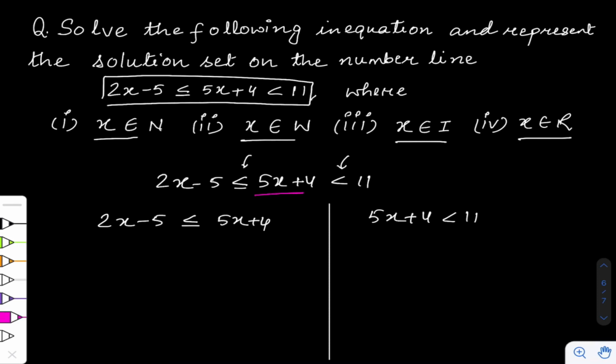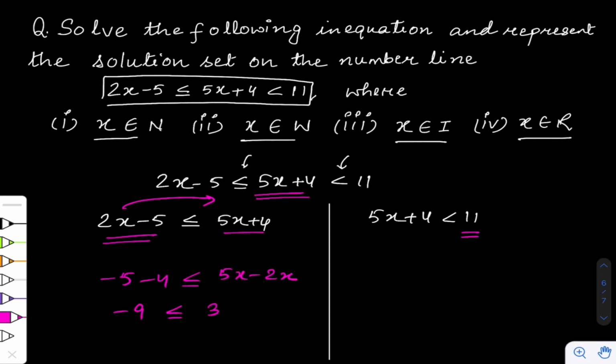Now the middle expression is written with the first expression and the last expression. Now solve them. Take 2x to the other side. Minus 5 minus 4 is less than or equal to 5x minus 2x minus 9 is less than or equal to 3x.